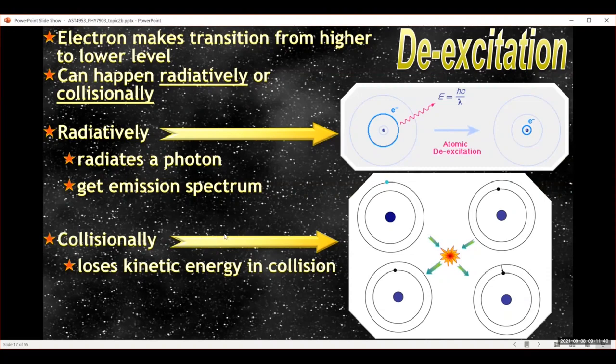When we have collisional de-excitation, we've got an excited electron here, and through the collision, it loses energy, but it doesn't need to lose a photon. The energy is given away as kinetic energy into the collision. And so what happens here is that we don't see anything. And that's important for some things that happen, especially in space.